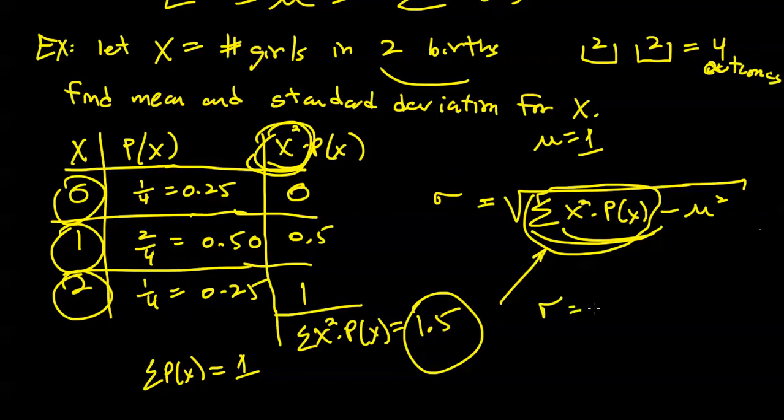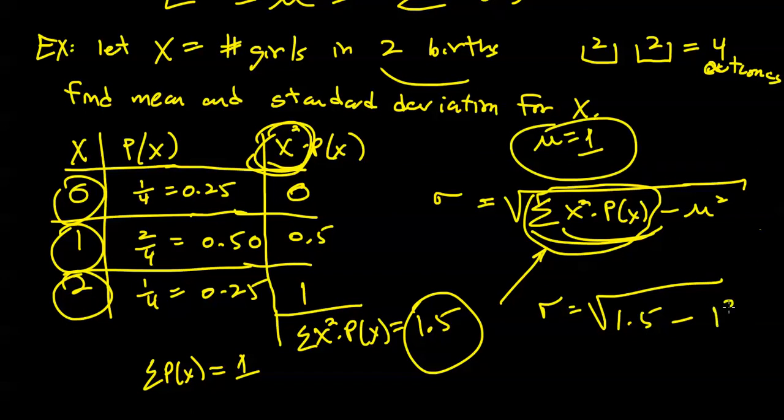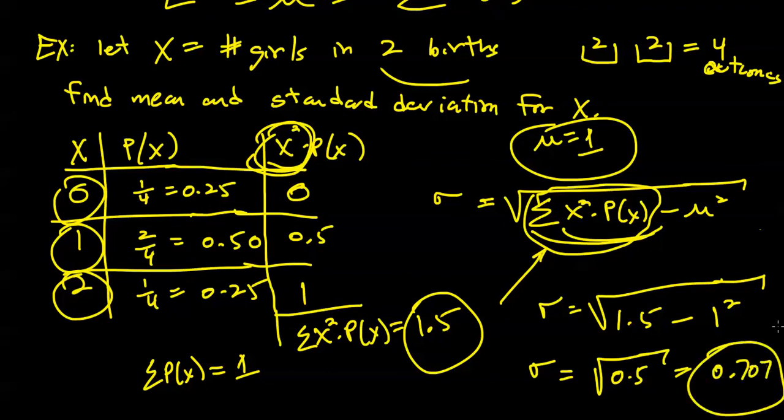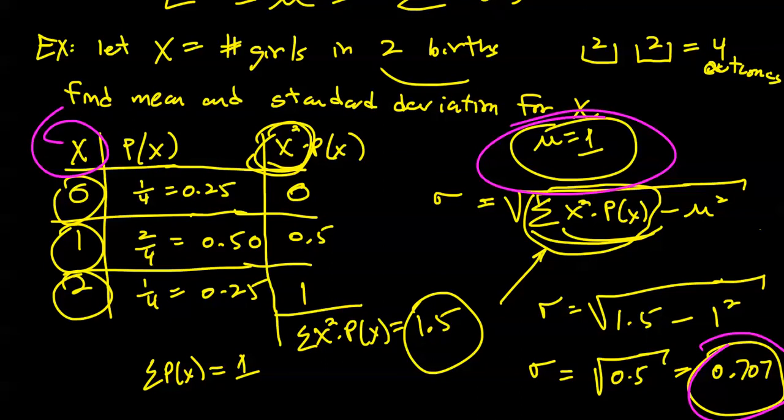So sigma equals the square root of 1.5 minus the previously computed mean, which was 1. So 1 minus 1 squared. Sigma then equals 1.5 minus 1, which is 0.5 under the square root sign, of course, and the square root of 0.5 is 0.707. So for this random variable x, the mean was 1, and the standard deviation was 0.707.